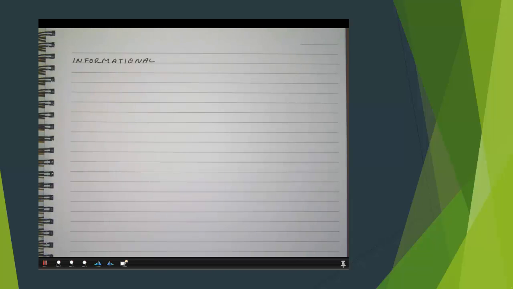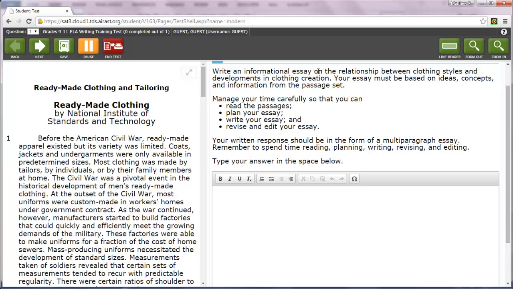In an informational essay, I'm going to have to explain a topic clearly so that a reader who doesn't already know a lot about the topic can understand it. If you want to learn about the difference between informational and persuasive, see overview video number 2 for more details. As I read further, I see that my essay is supposed to be about the relationship between clothing styles and developments in clothing creation.